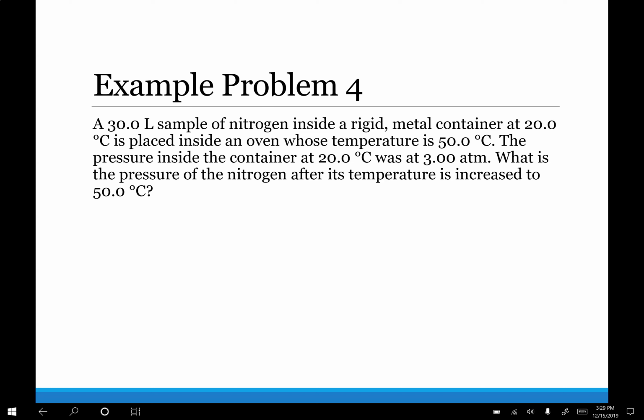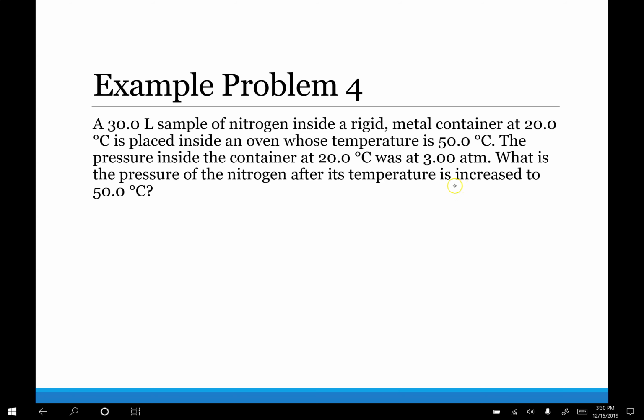Example problem 4 reads, a 30-liter sample of nitrogen inside a rigid metal container at 20 degrees Celsius is placed inside of an oven whose temperature is 50 degrees Celsius. The pressure inside of the container at 20 degrees Celsius was 3 atm. What is the pressure inside of the nitrogen after its temperature is increased to 50 degrees Celsius?